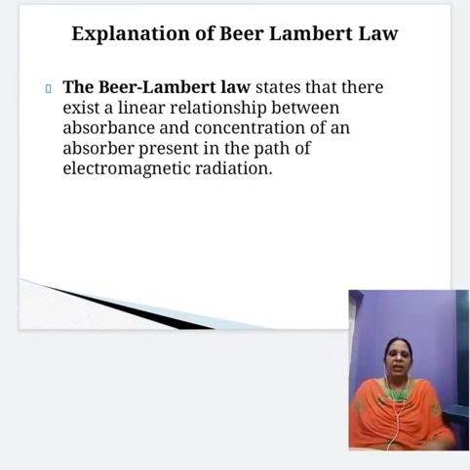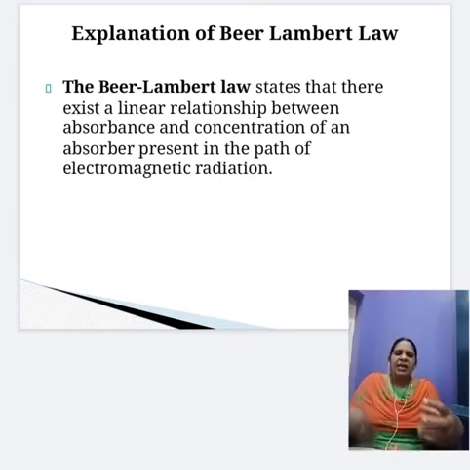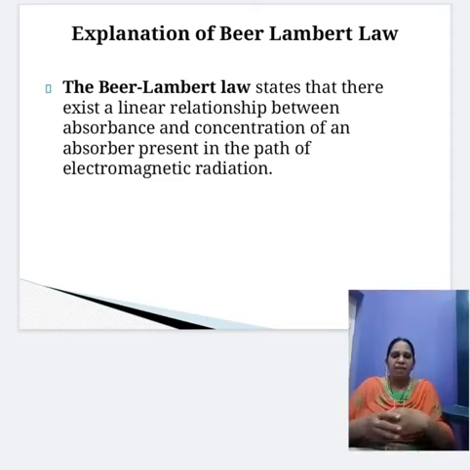So once again, what does Lambert's law state? There exists a linear relationship between absorbance and the concentration of the absorber present in the path of the electromagnetic radiation. A linear relationship exists between the absorbance of the radiation and the concentration of the solution present in the path of the electromagnetic radiation.